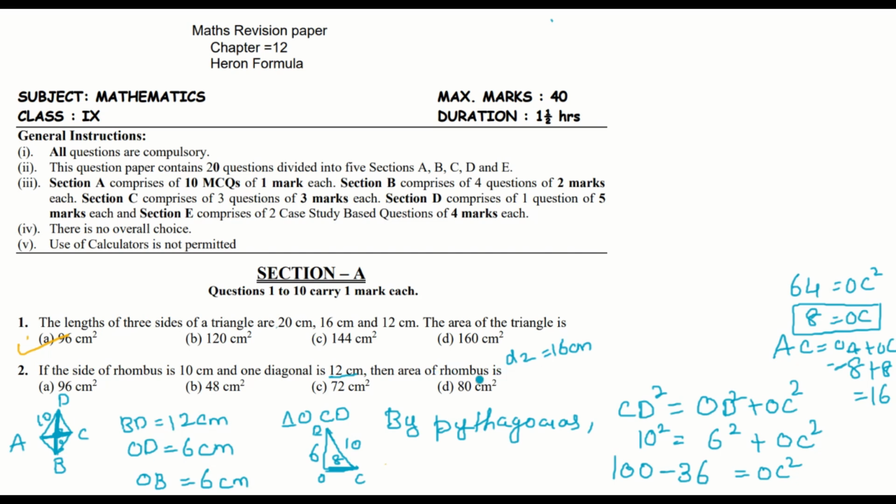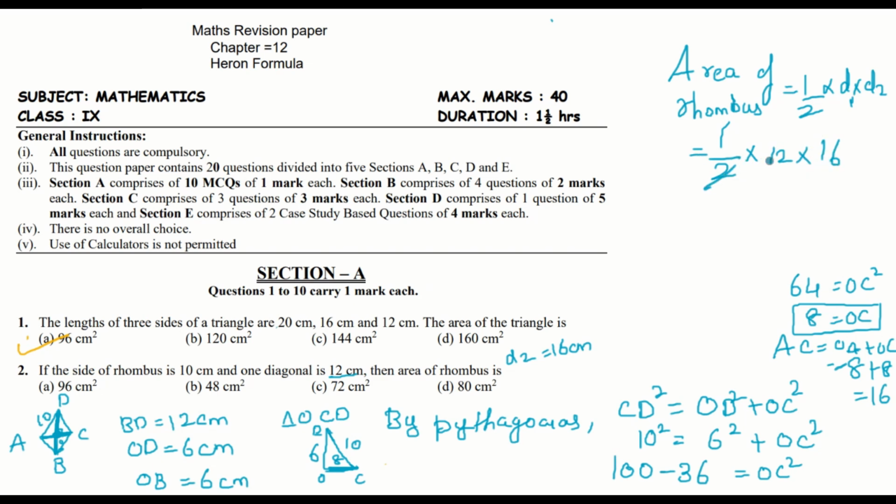Now let's find the area of the rhombus. Area of rhombus is half of D1 into D2. Use the area of rhombus formula, which is half of D1 into D2. D1 is already given, D2 we found by Pythagoras. D1 is given as 12 centimeter, and D2 we found as 16 centimeter.